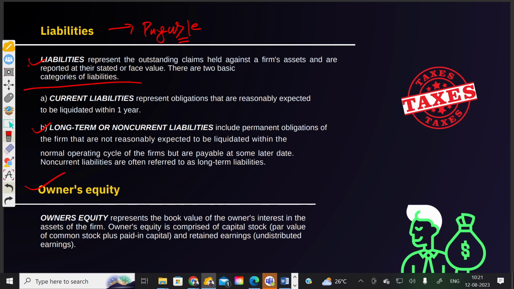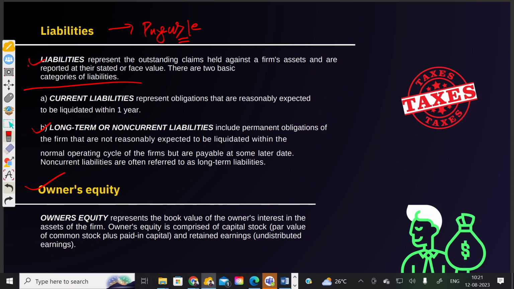Owner's equity represents the book value of the owner's interest in the assets of the firm. It represents the ownership in that particular company, and whatever assets you have recorded in the books of the company or fund. So that equity represents the same ownership in the assets as well.